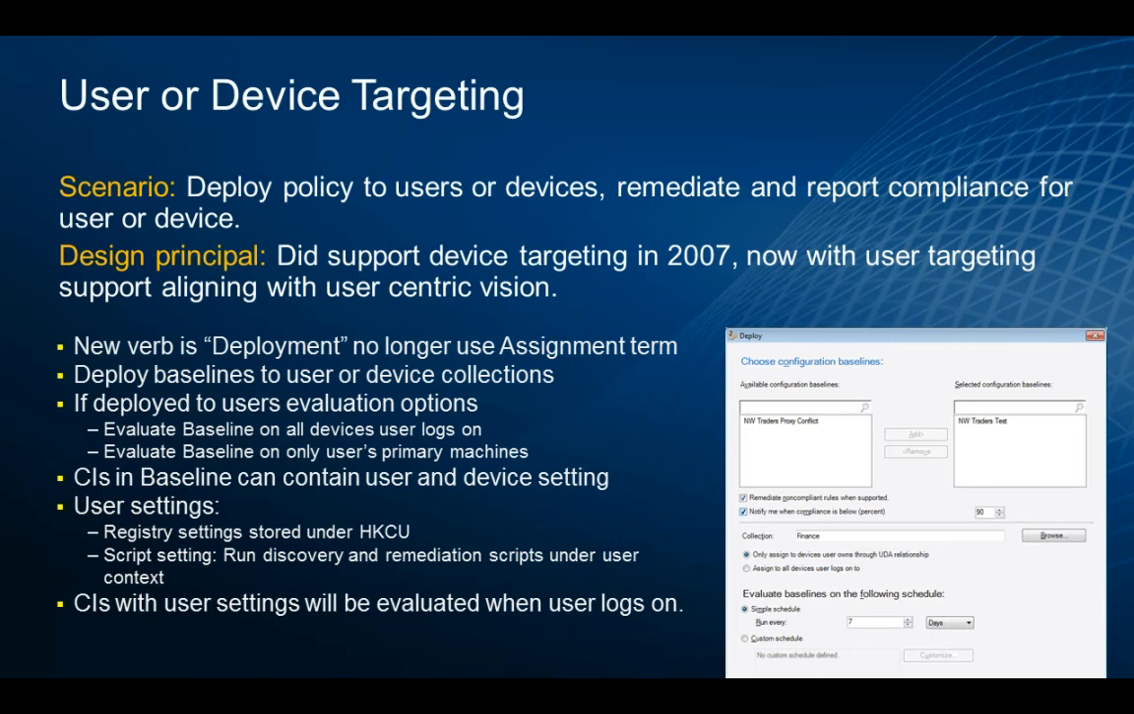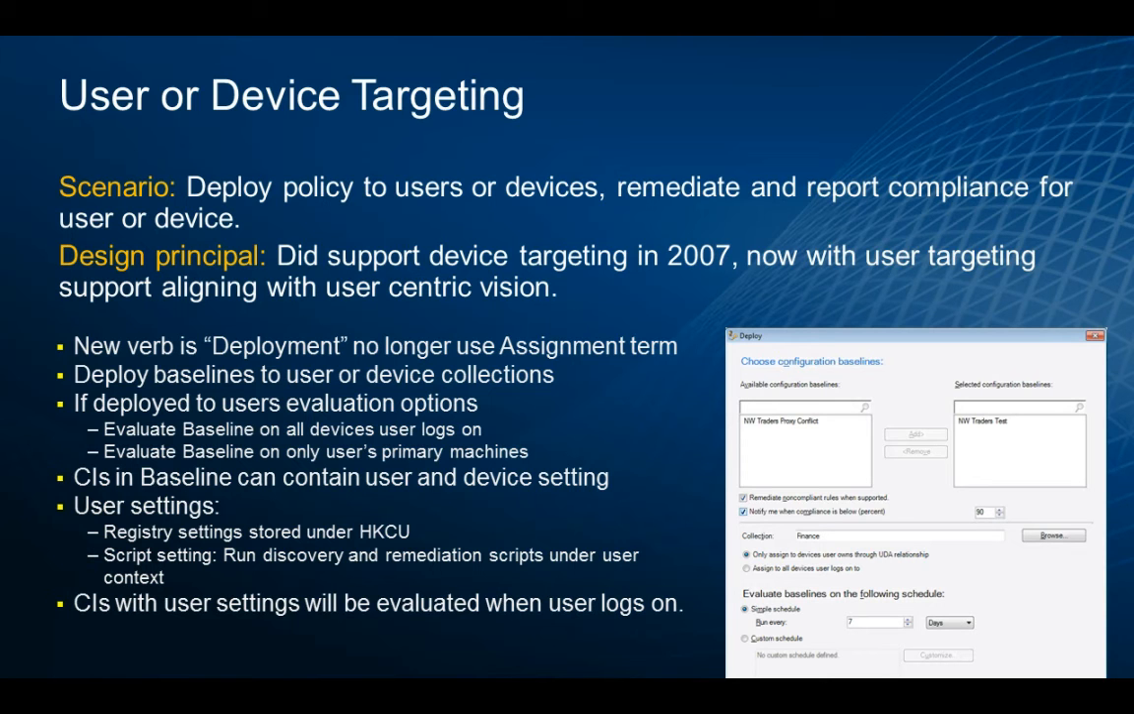Configuration items in a baseline can contain both user and device settings. That allows us to have a collection of values that are relevant for maybe a role or a location, and it allows us to be much more simplified in how we're managing our baselines. Some of the user settings that we're going to look for are obviously stored under the HKey current user registry hive, which you could probably expect will be varying quite a bit based on different login experiences. And we have a script setting there, running discovery and remediation scripts under user context. And so that ensures that we're validating correctly and accurately for the user's context under that current user registry settings.